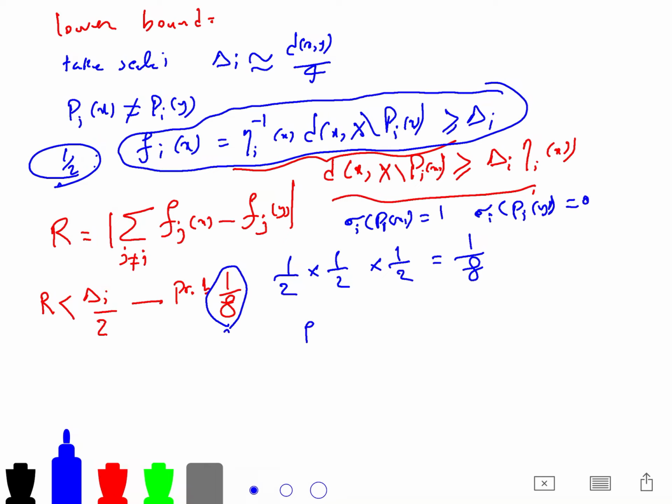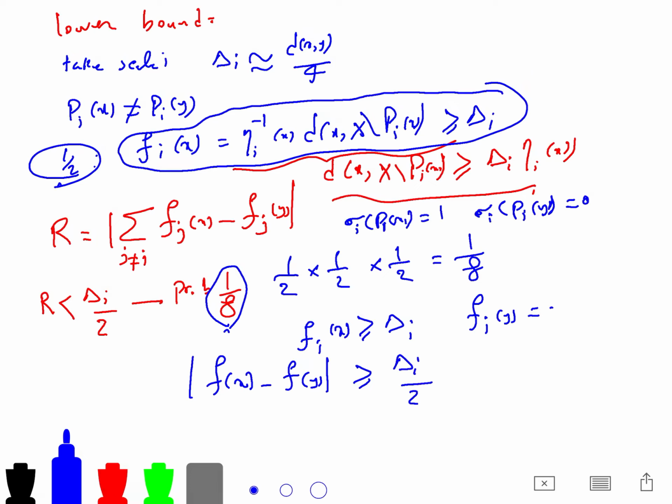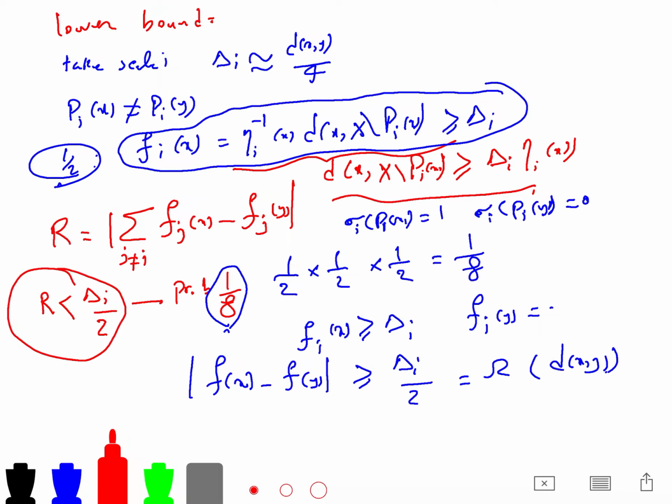So then we find that f_i of x is greater than delta_i, and f_i of y is 0. And so the difference is now crystal clear that this one is less than delta_i over 2, and this is omega of d of x and y. But we have another case as well, which is R greater than or equal to delta_i over 2. In other words, R is this.